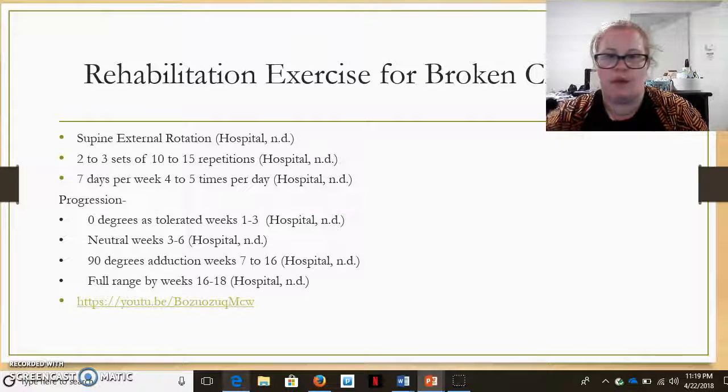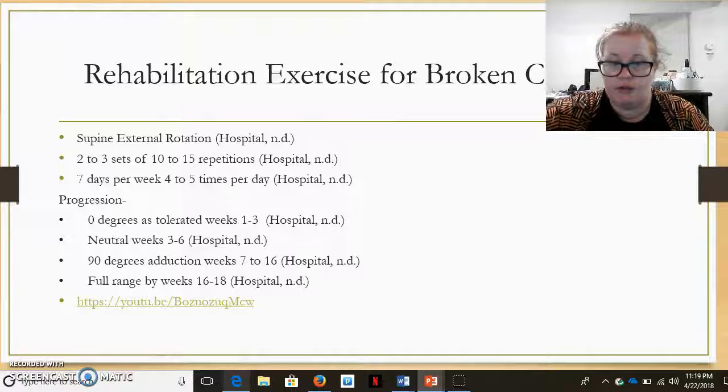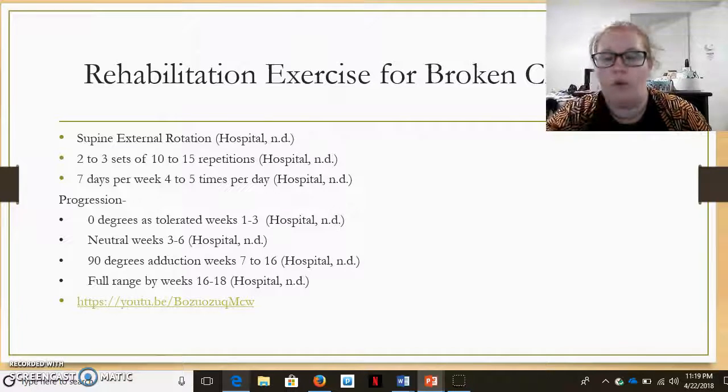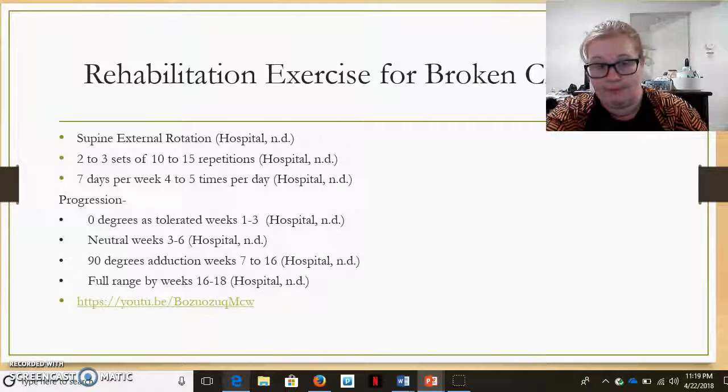So the next one is rehabilitative exercises for broken clavicles. So supine external rotation is one way. So you're going to do 2 to 3 sets of 10 to 15 repetitions, 7 days a week, 4 to 5 times per day. So a progression of this is you start at 0 degrees for 1 to 3 weeks. And then as tolerated, you're going to move to neutral for weeks 3 to 6, 90 degrees adduction, week 7 to 16, and then full range by week 16 to 18.